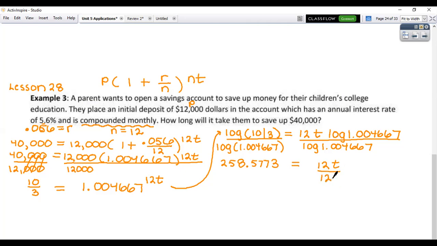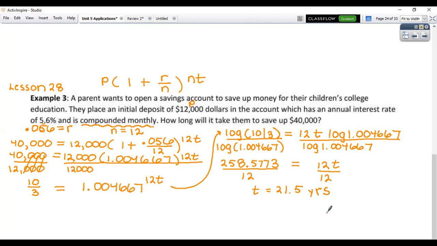Divide by 12. So how long is it going to take them to save the 40,000? So divide by 12. I don't know, like 21.5 years? Is that what you guys got too? Yeah, somewhere in that vicinity. So 21.5, and I believe this was in, I'm looking. Was it months? Well, even though you're compounding monthly, your answer is not in terms of months. Yep, so this is still going to be in years.